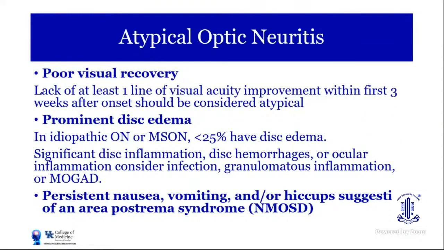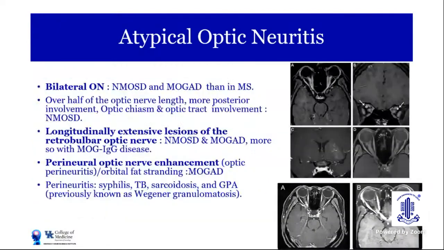Poor visual recovery. If you don't see at least one line of visual improvement within 3 weeks of onset, that case could be atypical. Prominent disc edema: in idiopathic or typical optic neuritis, less than 25% have disc edema. So if you see significant disc inflammation, hemorrhages, ocular inflammation, think infection, think MOG. And then signs of area postrema syndrome with nausea, vomiting, and hiccups, think about NMO.